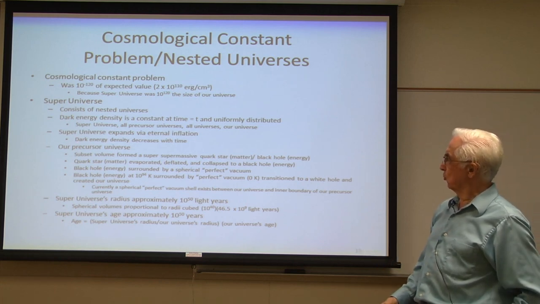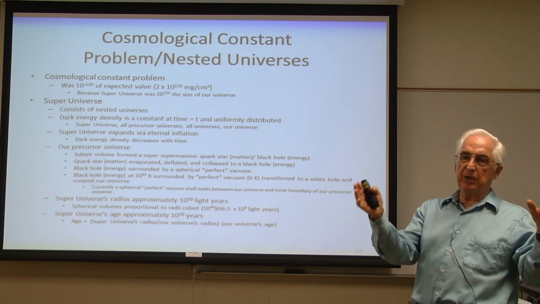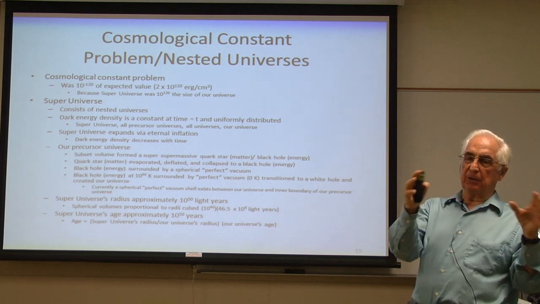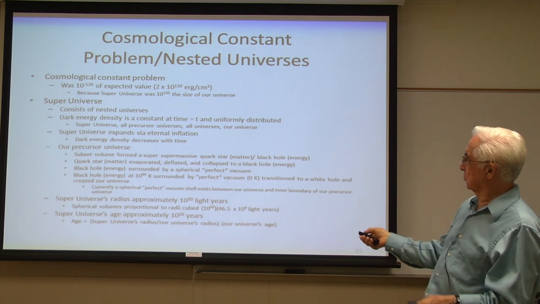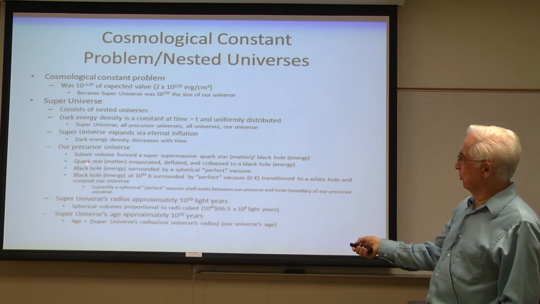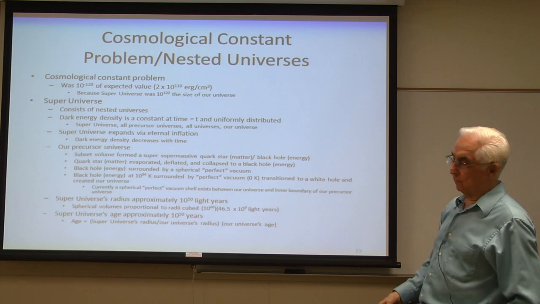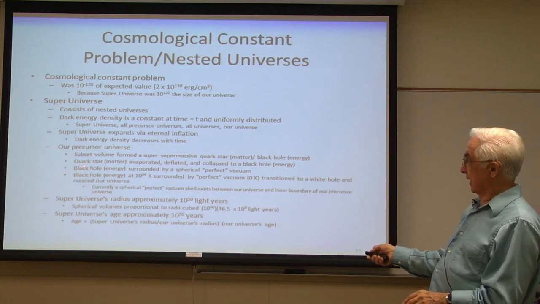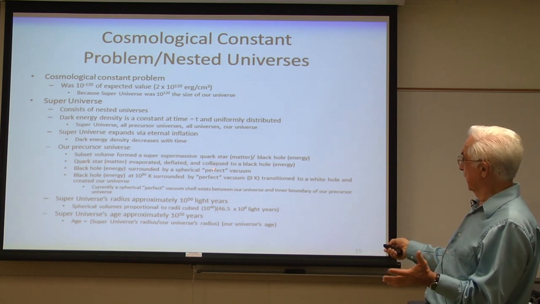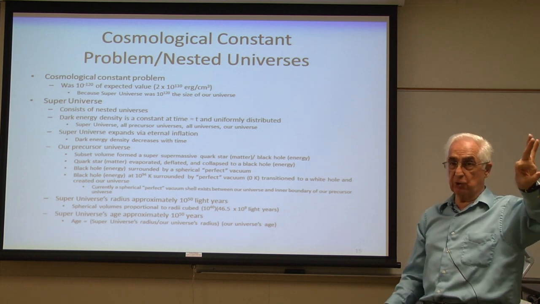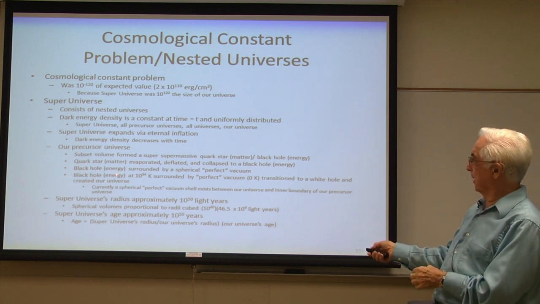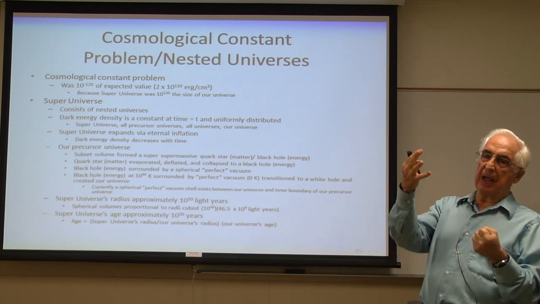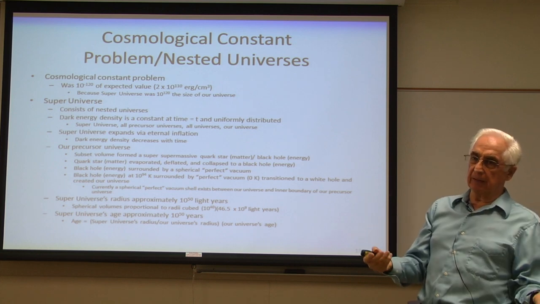The superuniverse expands via eternal inflation. The amount of dark energy in the superuniverse is a constant. As the superuniverse expands, the dark energy density decreases as a function of time. In our precursor universe, there was a subset volume that formed this supermassive quark star matter black hole energy. And as I stated, the quark star matter evaporated, deflated, and collapsed to the black hole energy, or that donut-shaped singularity. The black hole energy was surrounded by a spherical perfect vacuum, because when the matter particles and the Higgs forces evaporated, there was nothing left.